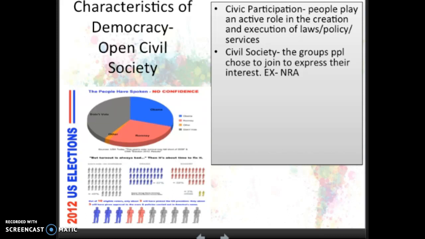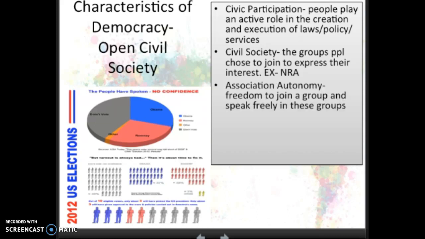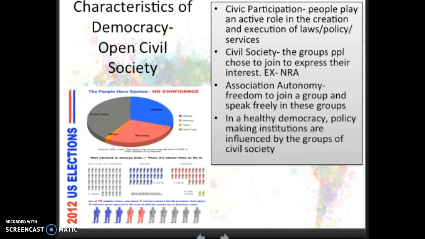So like interest groups, the NRA would be an example of that. Again, association autonomy: the freedom to associate, speak freely in groups, and join groups. Again, in a healthy democracy, policymaking institutions are influenced by the input and the demands from these groups.